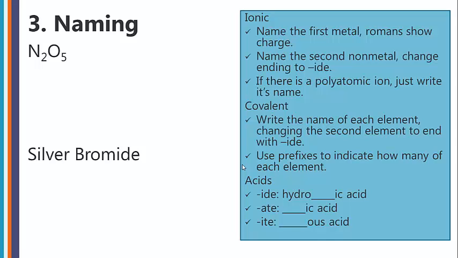Next up, I have nitrogen and oxygen. So because those are both nonmetals, this is a covalent or molecular compound. So N is nitrogen, and there's 2 of them. So the prefix for that is di. So dinitrogen means 2 nitrogens. And then I've got oxygen, which becomes oxide, and there's 5 of them. So that's pentaoxide.